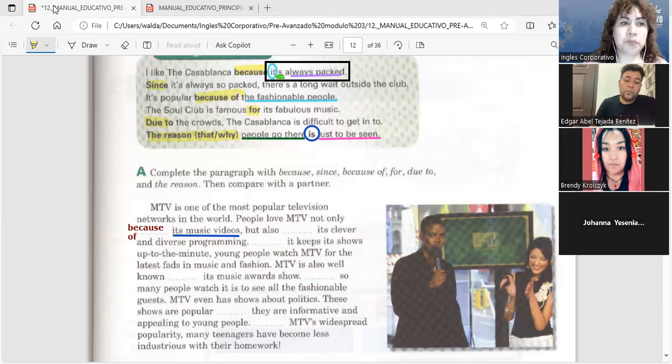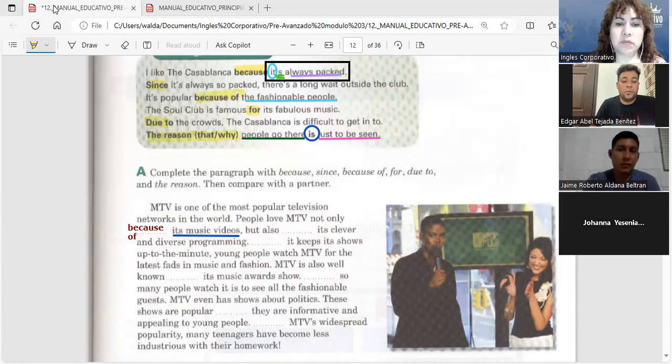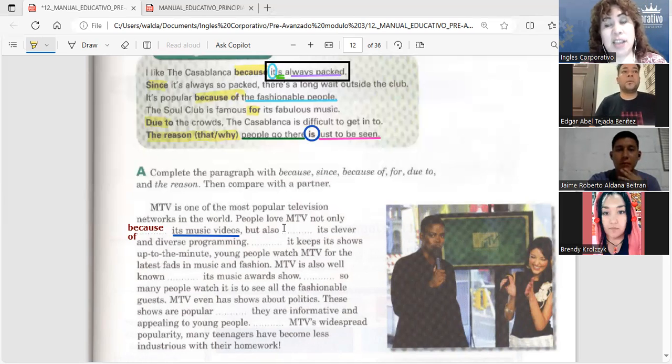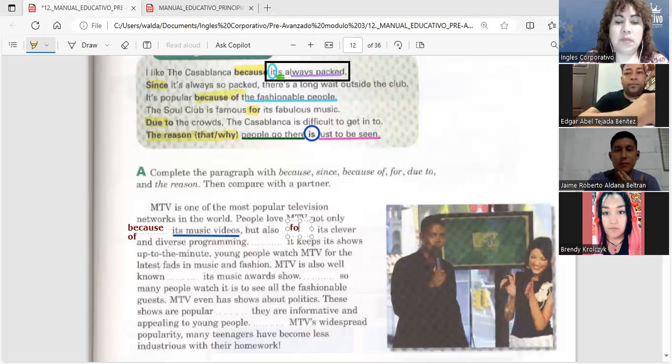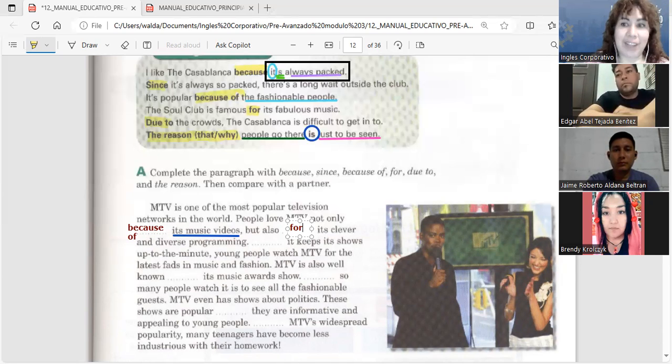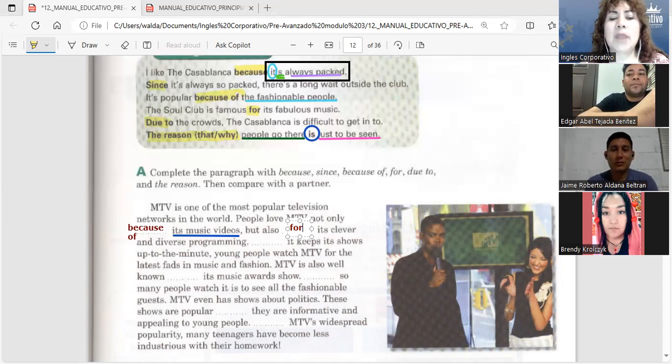But also, for. Could it be for? Actually in this one we could use because of again, but it's kind of redundant, so I would probably go for the word for. Technically speaking, we could say because of again, but because we already used because of, we probably should use another word, okay? So for is very similar to because of. Sounds good so far?